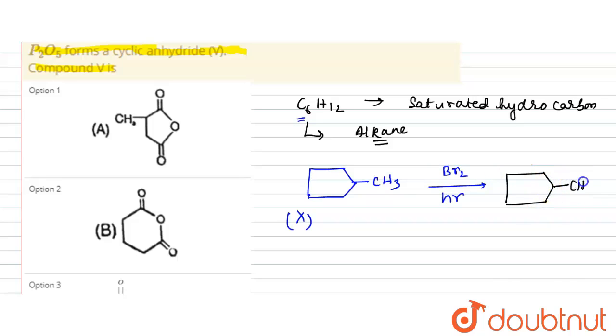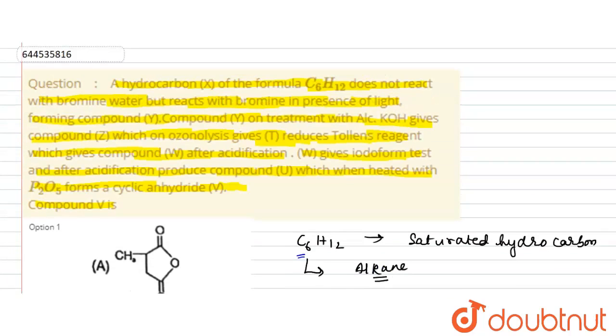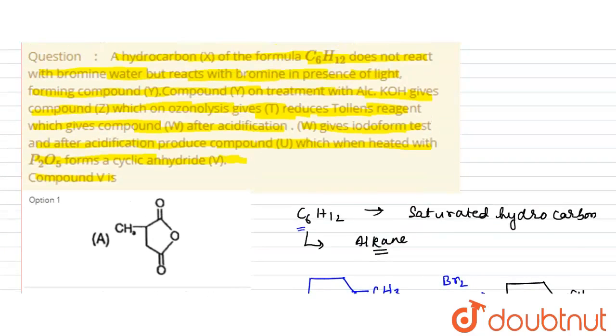the H will be eliminated, and that is bromine will be substituted here at the tertiary position because of the selective bromination in case of cyclic alkanes. Now at this position Br has been substituted. Now when you treat this, so this was the first statement, that is this will be the Y compound, right? This is Y compound.